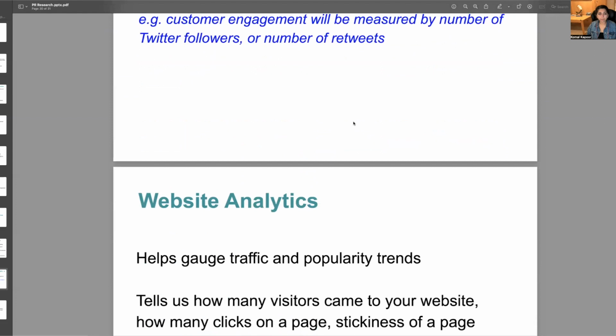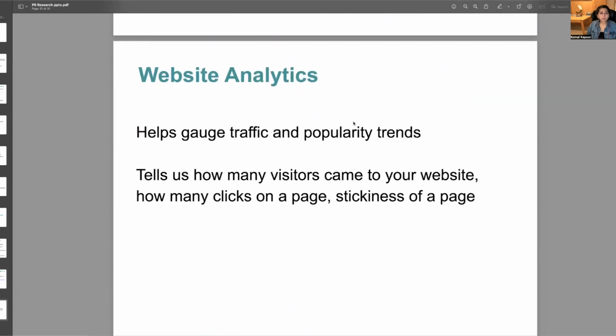Okay, and then let's quickly talk about website analytics. Website analytics is basically just trying to understand how many people came to your site, and from where. Did they come from mobile? Did they come from desktop? Did they come from a Google search? Did they come from Facebook? Did they come from another source that we need to know about?